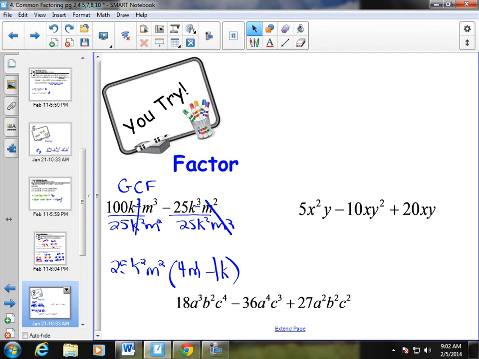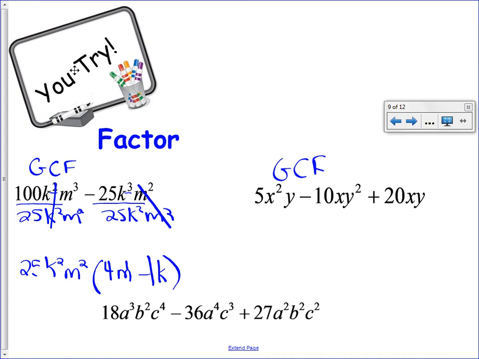Okay. The next one, what's my greatest common factor for this third one? What's my greatest common factor, Nick? 5xy. So I know I write 5xy on the outside of a bracket. And when I divide 5xy by everything inside that bracket, what do I get? What do I get? Austin? X minus 2y plus 4.